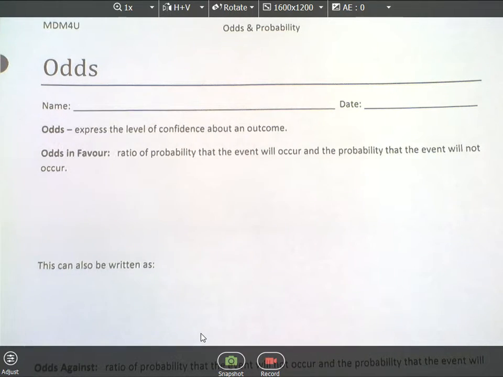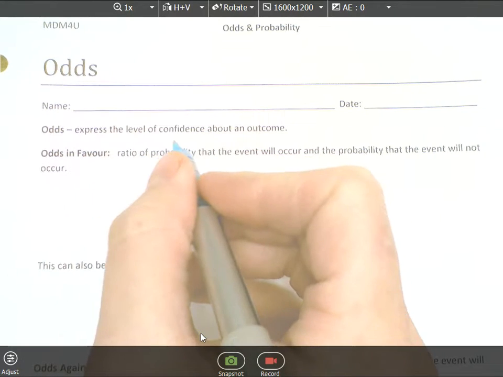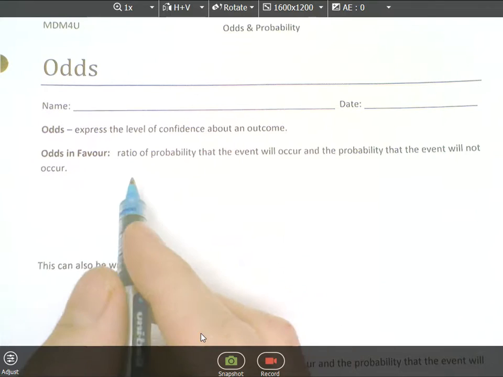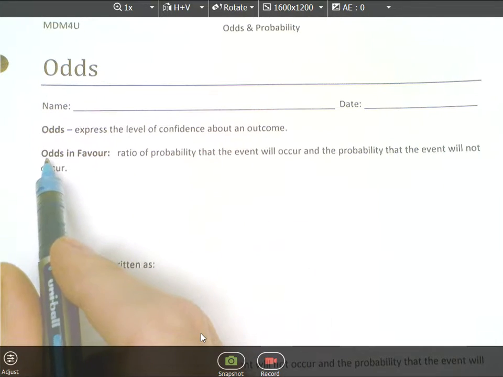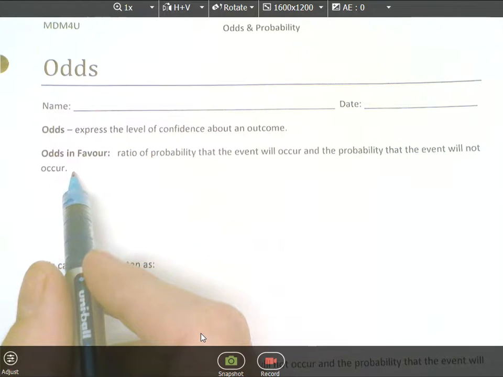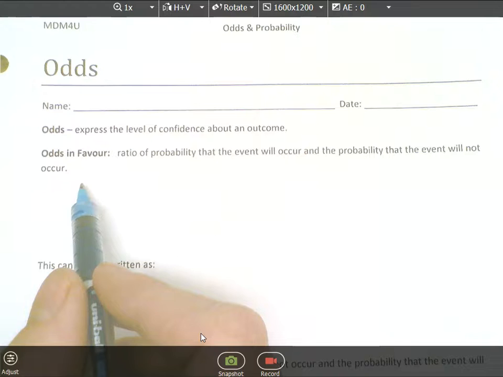An odd is a way of expressing the level of confidence about an outcome. That doesn't say much in itself, but just understand that it's a way to express how confident we are about a specific outcome occurring. So we can relate this to something called odds in favor. What are the odds in favor of rain tomorrow? Or what are the odds in favor of pulling an ace of spades out of a deck?